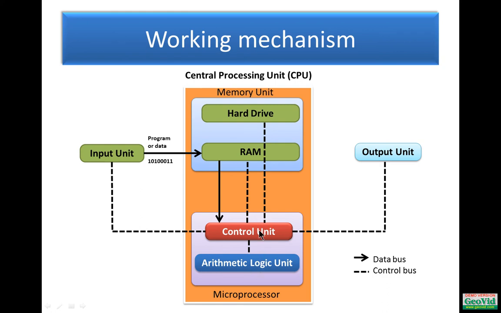Now, whenever the calculation or processing is done, the control unit again sends the data back to the RAM, and RAM stores that for a while. After that, the data is given to the output, and the output is also in binary form, but the output unit converts it using a special device or special program, and presents the output or information in human readable form.